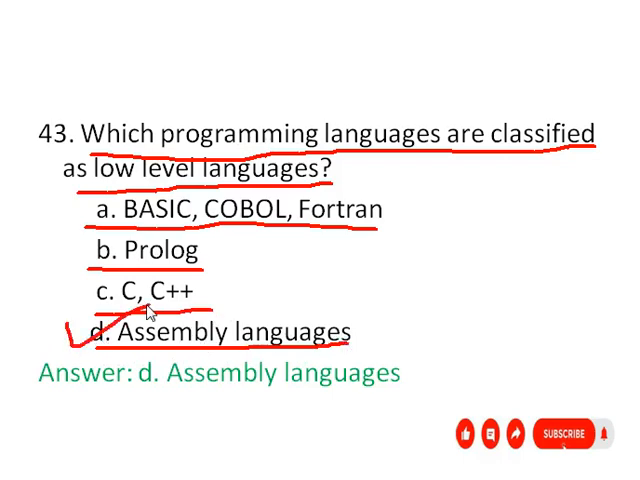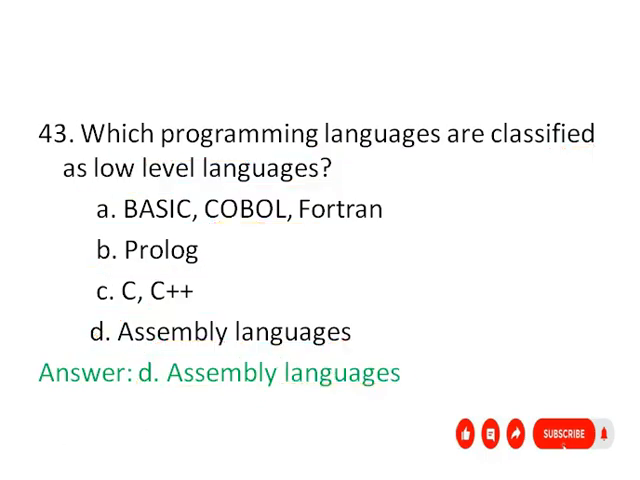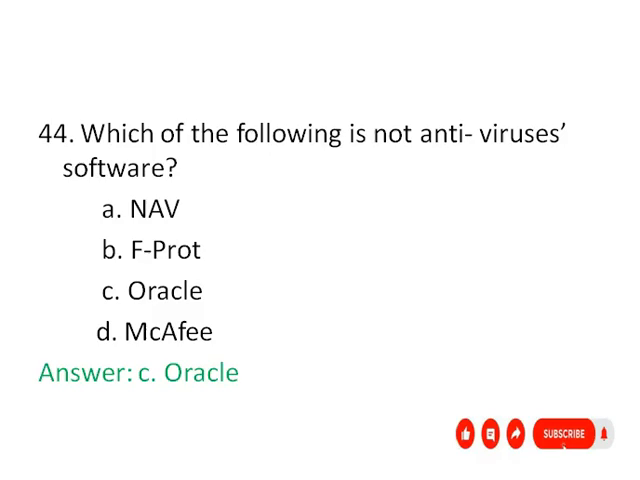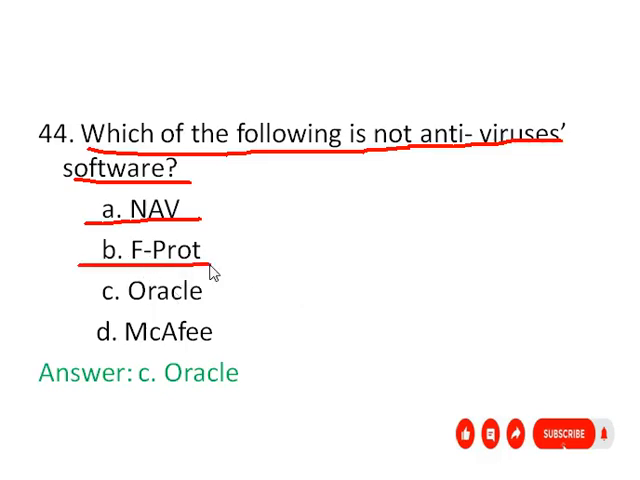We know that assembly language and machine language are low-level language. So here correct option is option D, assembly language. Our next question is, which of the following is not antivirus software? Option A, NAV. Option B, FPROT. Option C, Oracle. Option D, MCQ.